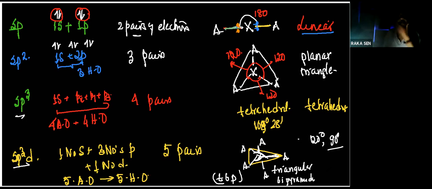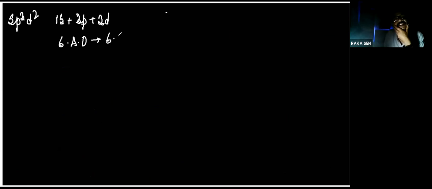If you have hybridization sp3d2, how many atomic orbitals are you mixing? 1s plus 3p plus 2d. So 3, 2, 5 and 1, 6. So 6 atomic orbitals you are mixing to give rise to 6 hybrid orbitals. The number of electron pairs is 6. 6 pairs. What is the best geometry? Octahedral.